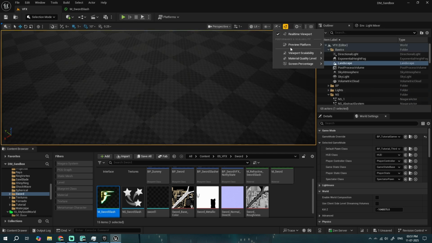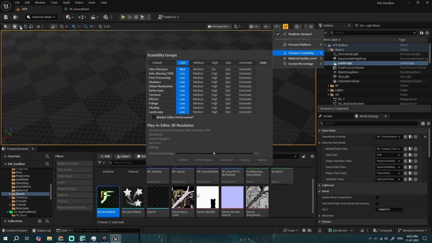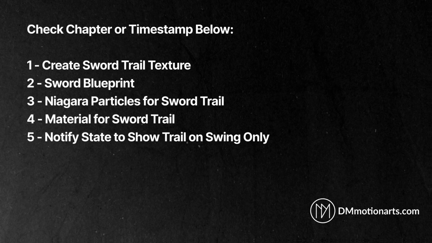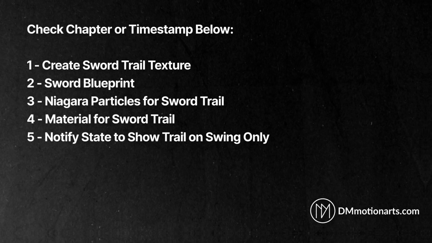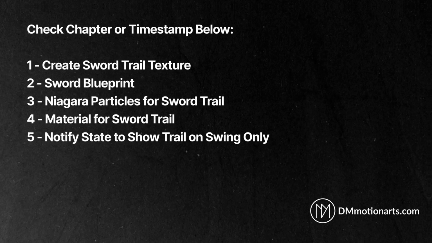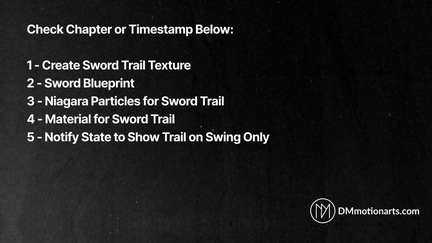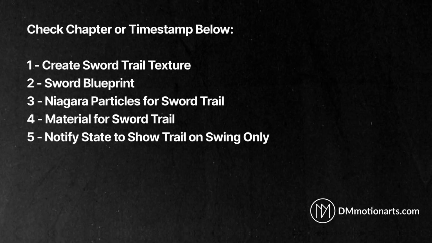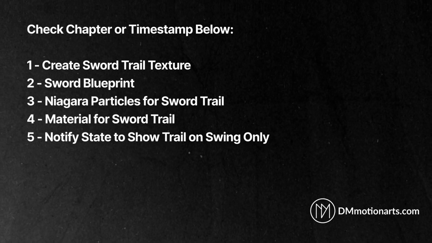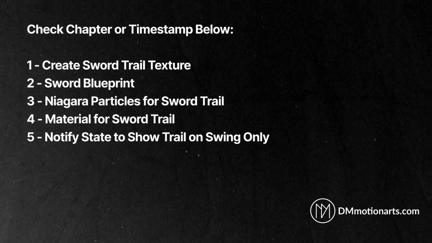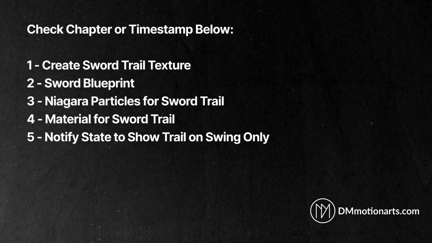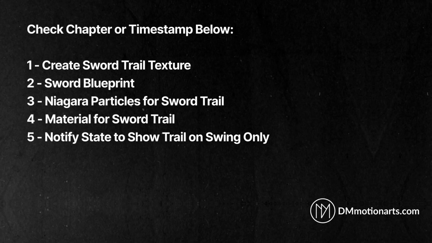So let's get started. I am going to use low quality because my PC would not be able to handle it if I do it this way. So a quick breakdown of what we are going to do. First thing is we are going to create the texture. Then we are going to create a blueprint for our sword. Then we will make sure that the sword can be picked up and it attaches to your character's hand. Then we will be creating a particle system so that it creates this sword trail. For that particle system, we will create a material with which we can control the color and some variations on that.